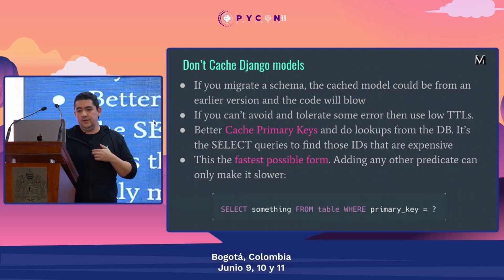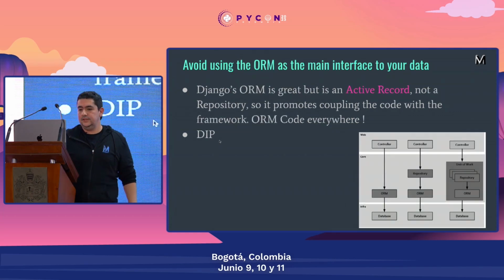So better cache primary keys, and always remember the fastest possible form is the predicate of a select. That's what takes a lot of resources. It's not like fetching the object when you have the primary key, it's finding the primary key.